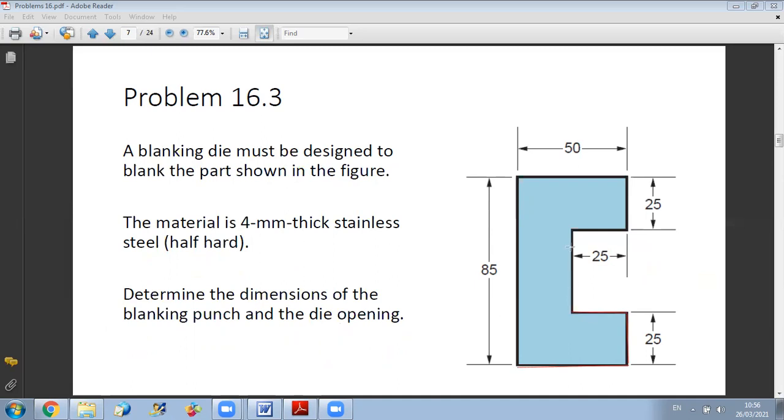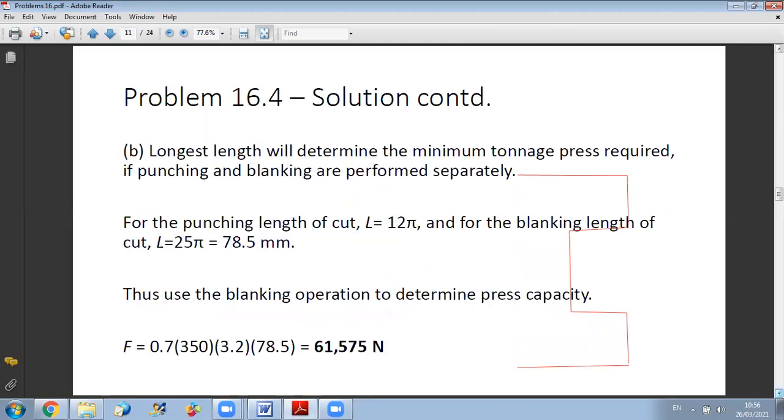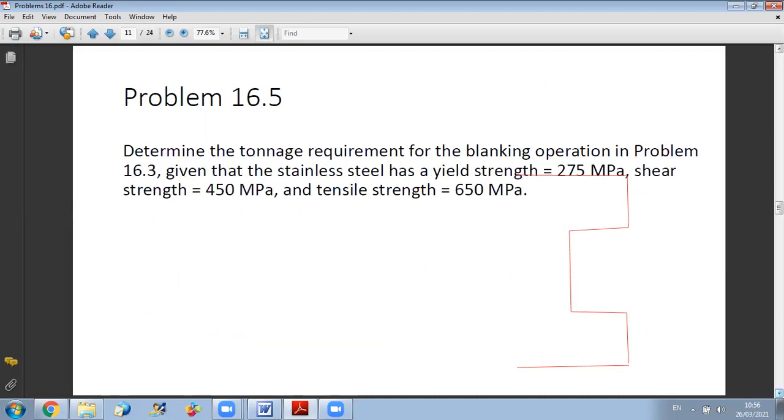So the total cut length in this problem is simply the perimeter of this shape. It is 85 plus, since I have symmetry, 2 times 50 plus 2 times 25, so 2 times 25 for this side and 2 times 25 for this side, plus 35. In this way, I can calculate the total perimeter, which represents the cut length in the blanking operation. Then, once I obtain it, all I have to do is multiply by the thickness and by the value of the shear strength.